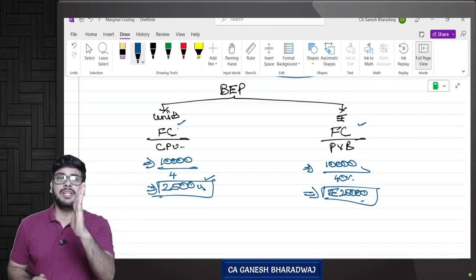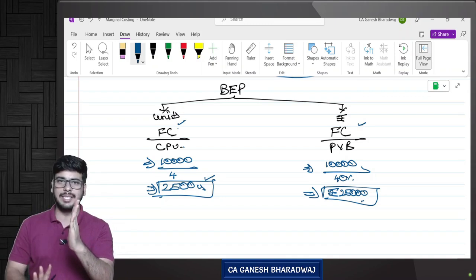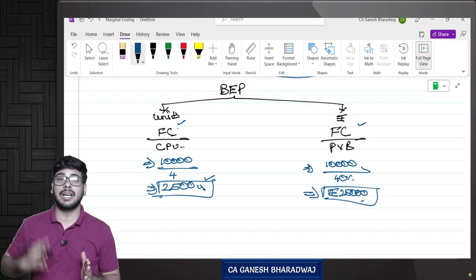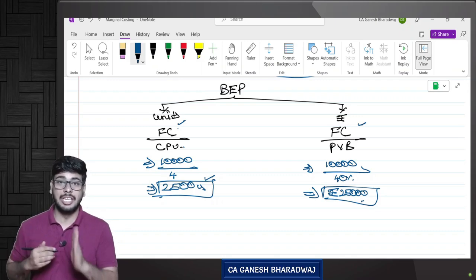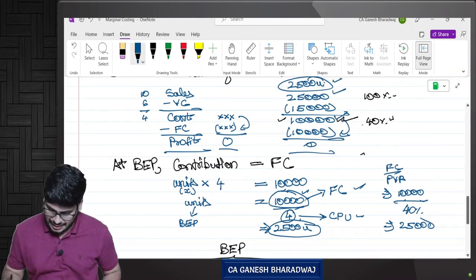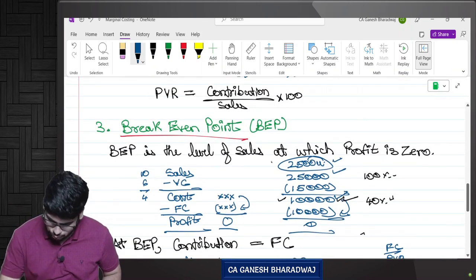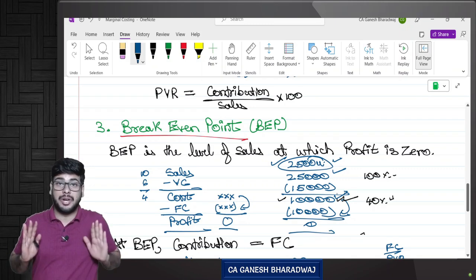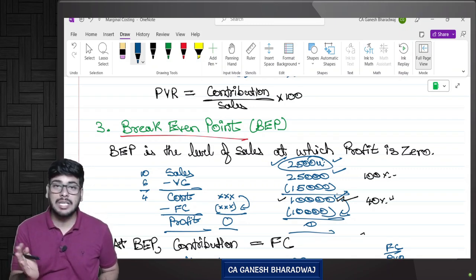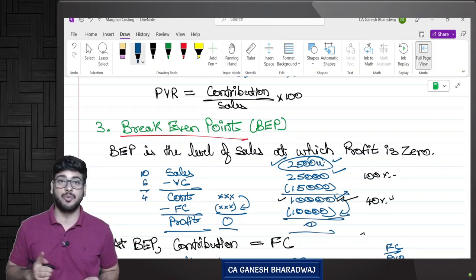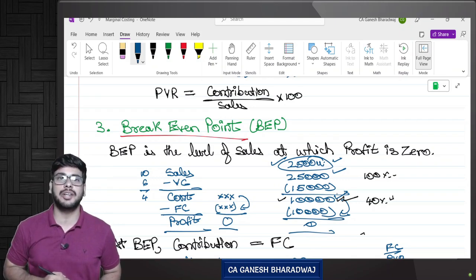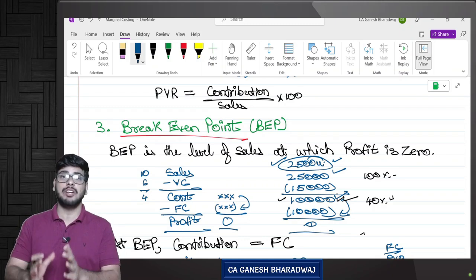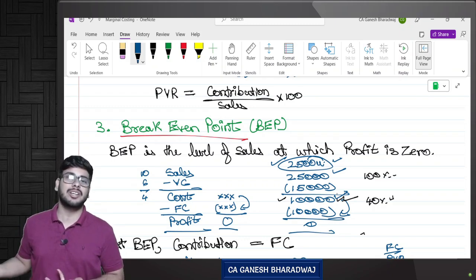It is the point where my contribution exactly recovers what? It exactly recovers my fixed cost. Clear with this? So only if I sell exactly 2,500 units, my contribution will be able to recover my fixed cost. Suppose I sell less than 2,500 units, that will be a loss scenario. Why? Because my contribution will not even be sufficient to recover my fixed cost.